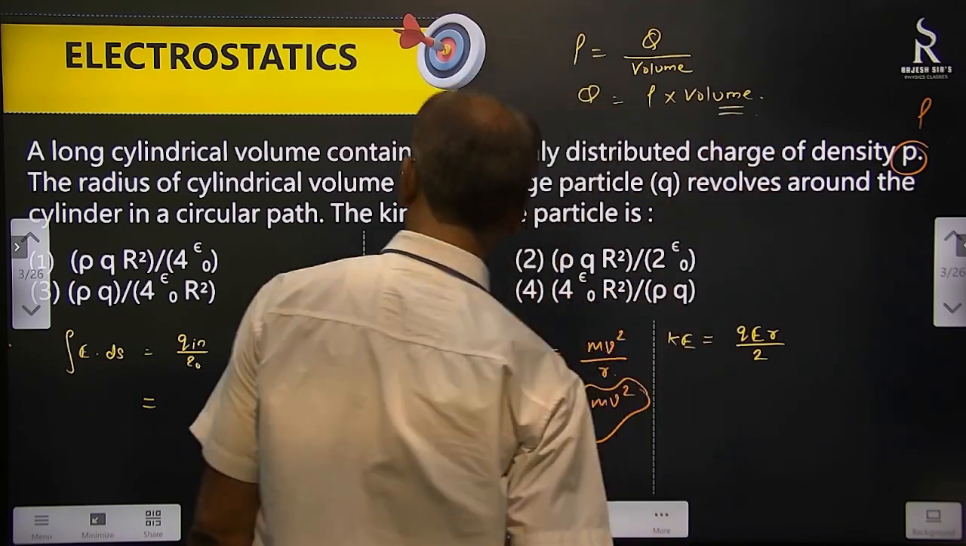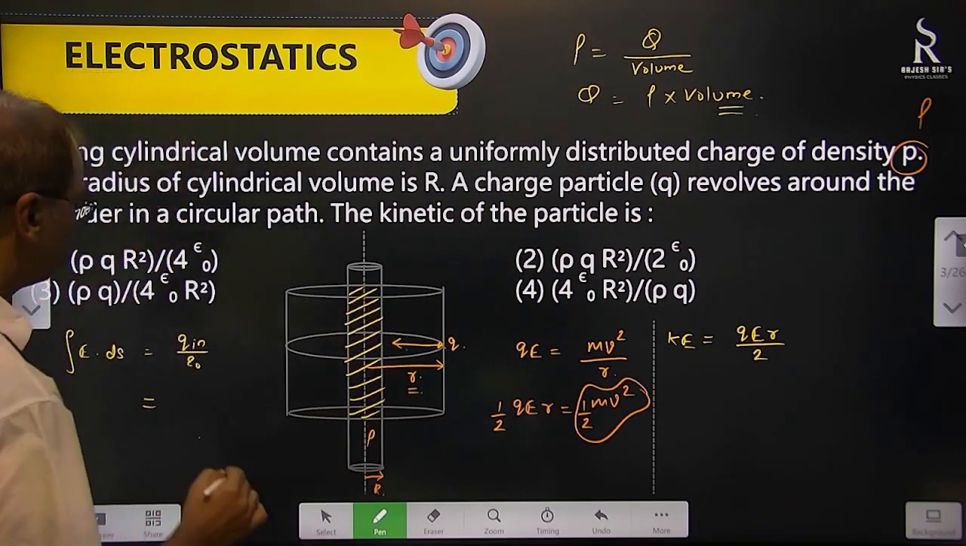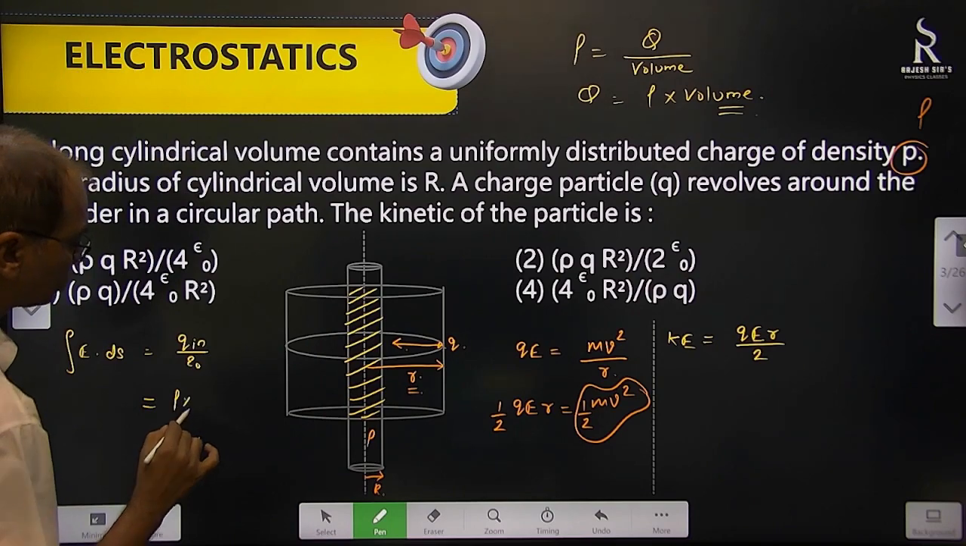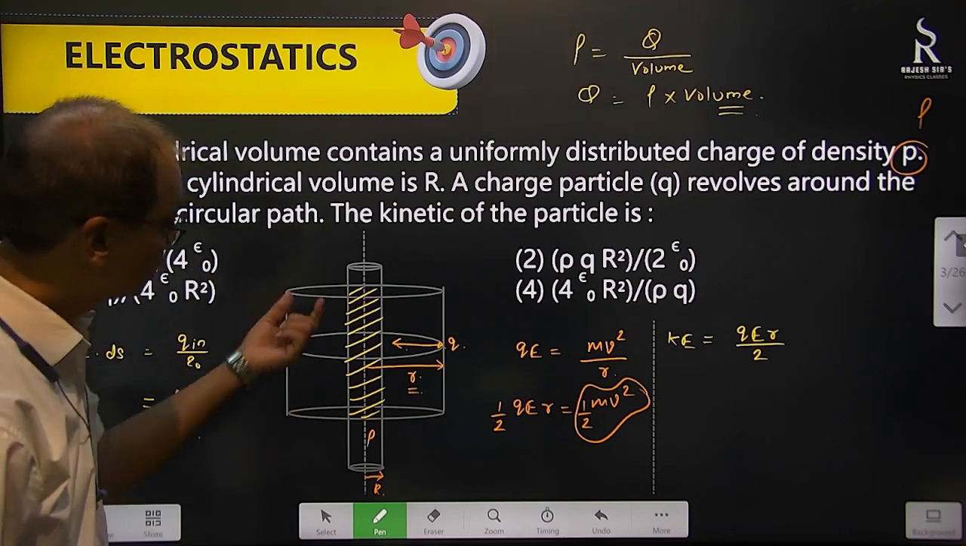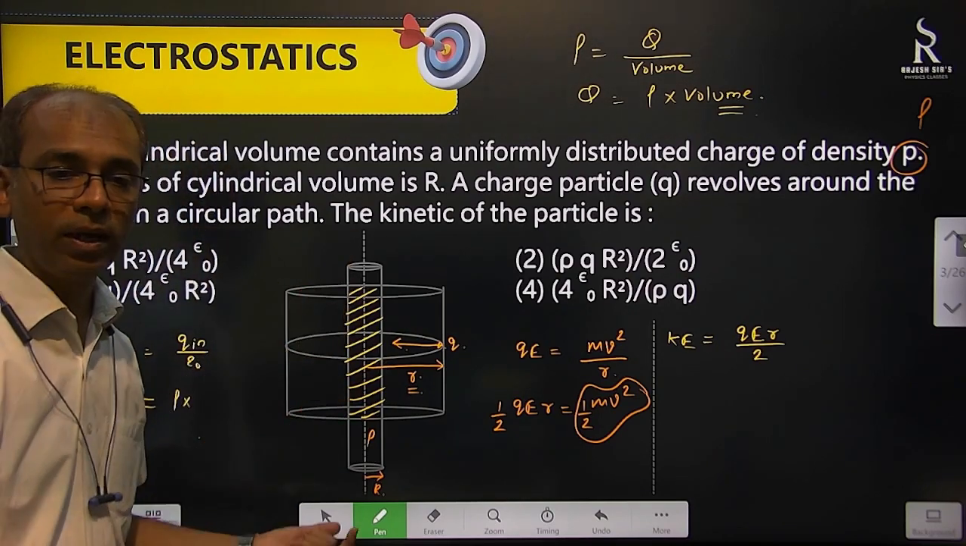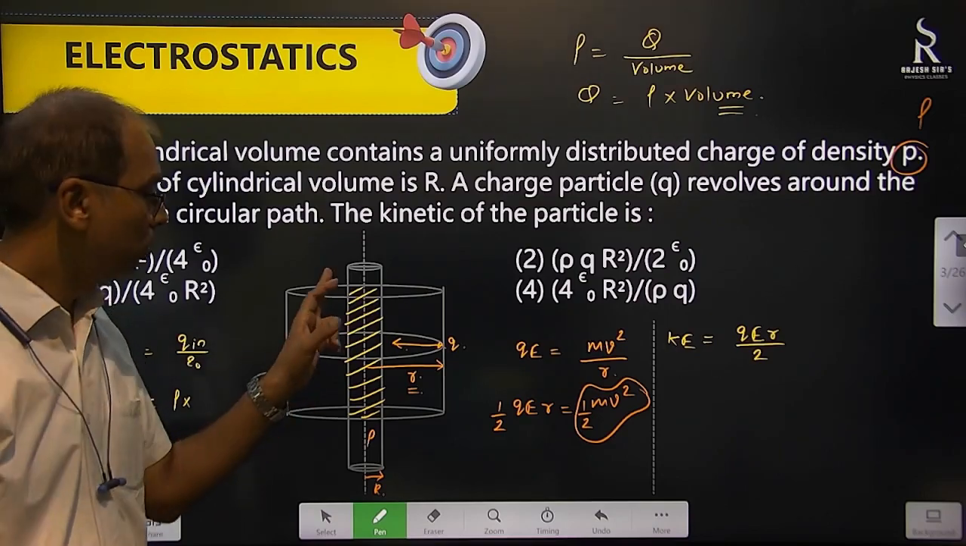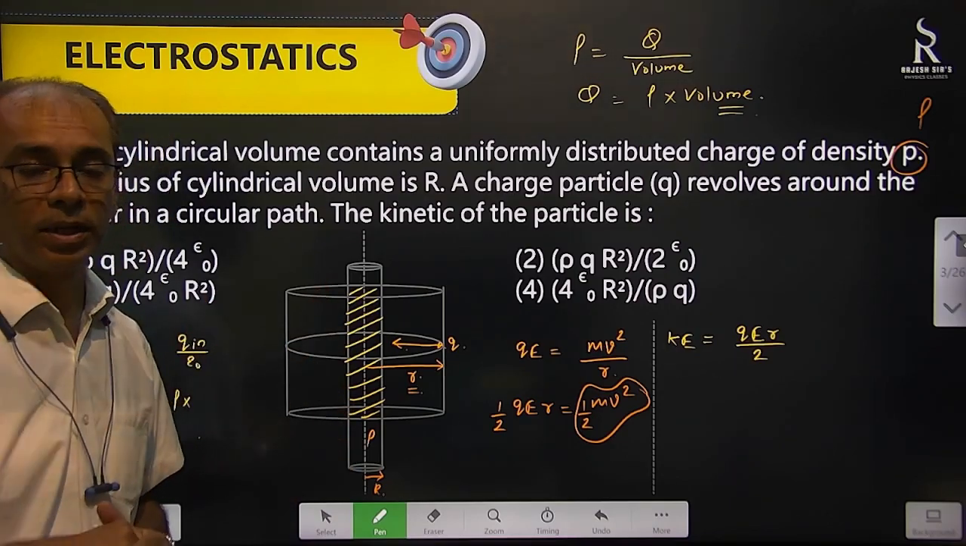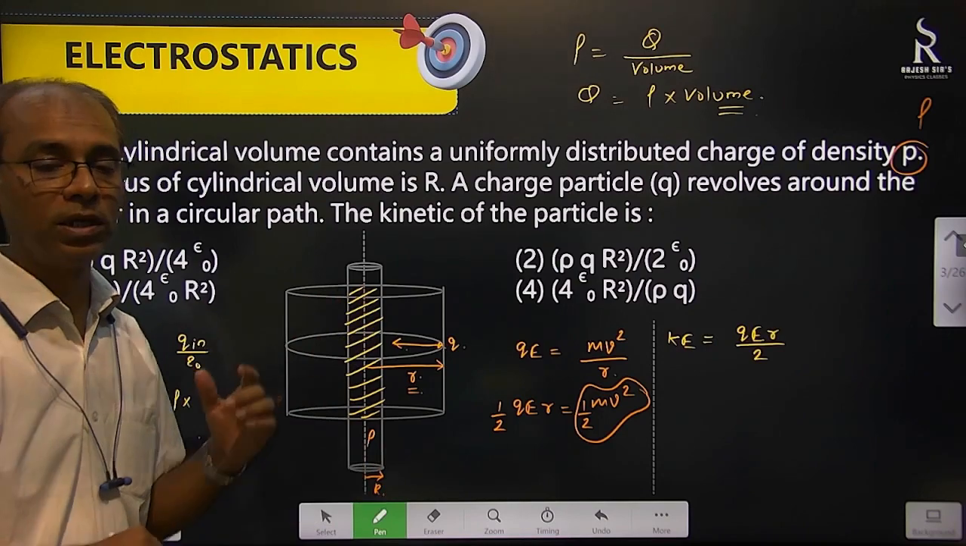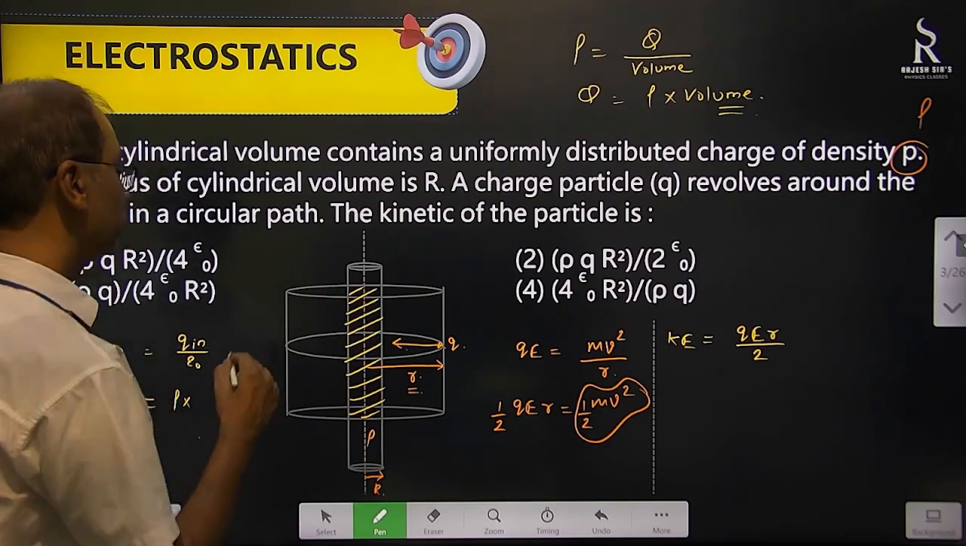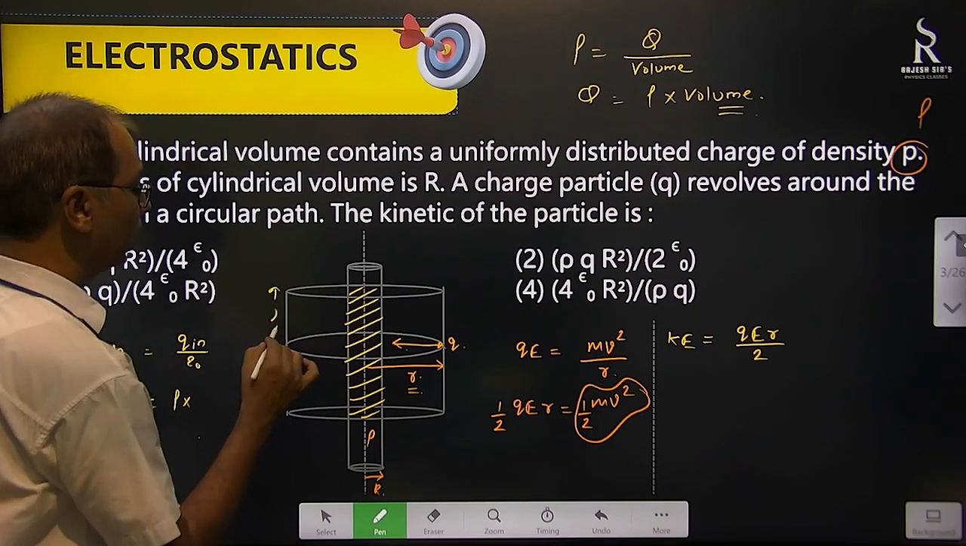Okay. So rho into volume of this. Okay. So rho into which volume? Which is inside this Gaussian surface, not the entire volume. Don't take the entire volume. Only up to this. So now the first thing that will be asked from us is what is the length of the cylinder you have made? So we'll say okay, we have made it for L.